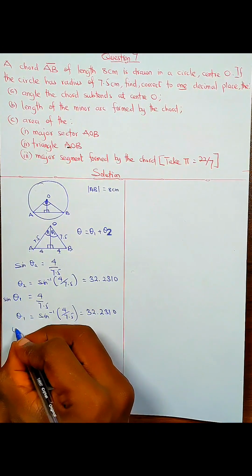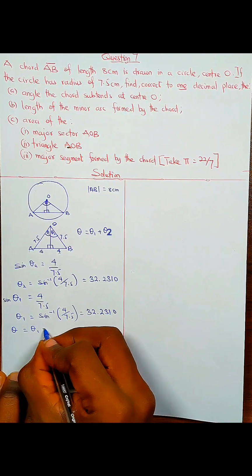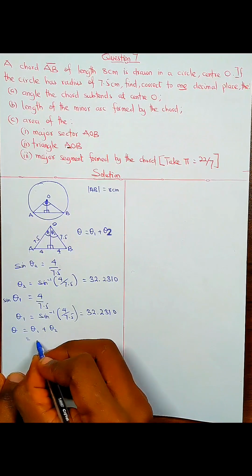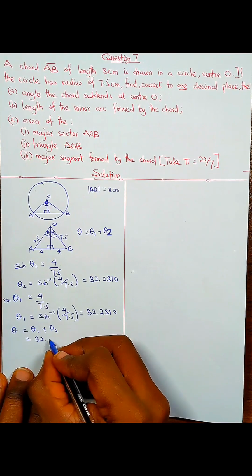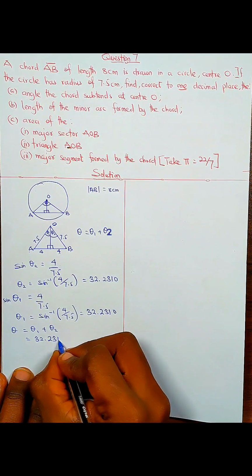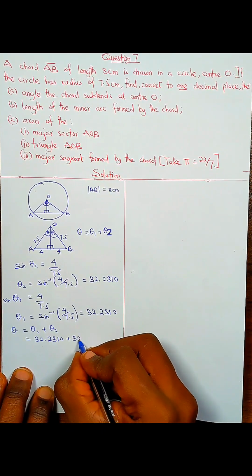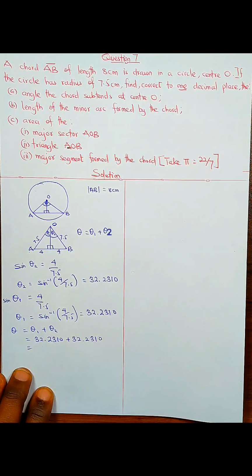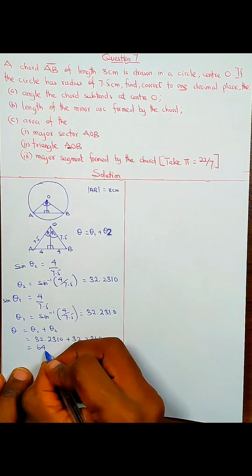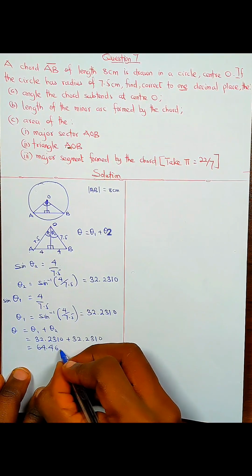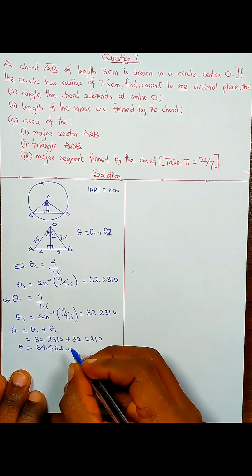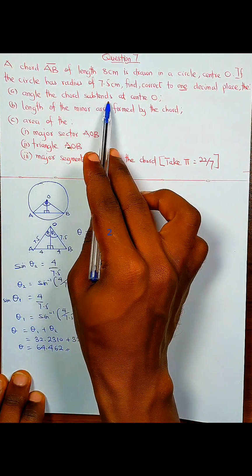Okay, so we can find our theta now to be theta 1 plus theta 2, which is equal to 32.2310 plus 32.2310. It is giving us 64.462. So we've been able to find the first part of the question, which says the angle the chord subtends at center O.